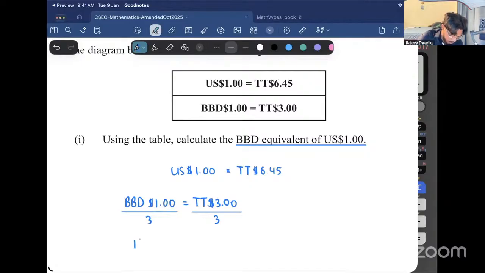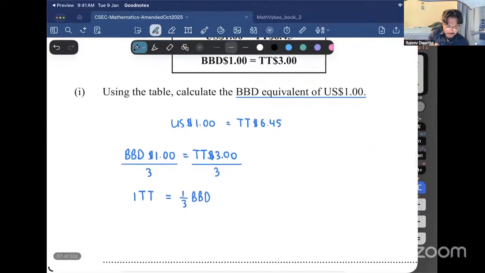So in other words, 1 TT dollar is equal to how much BBD? Well, that'll be 1 over 3 BBD. Yeah. We're just writing it in terms of fractions for now. Don't worry about how we're writing it. So here I know that 1 TT dollar is equal to like 33 cents BBD. I wonder if you catch that drift. Yes, sir. You sure you catch that drift? Yes, sir. It's okay.